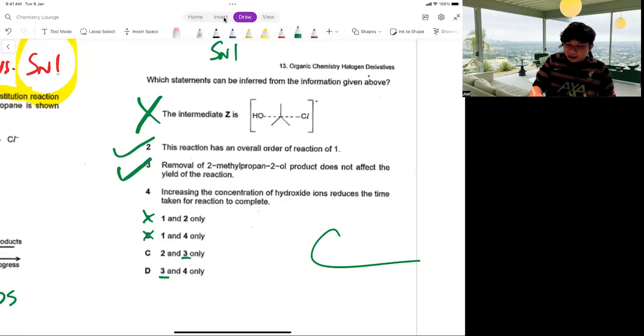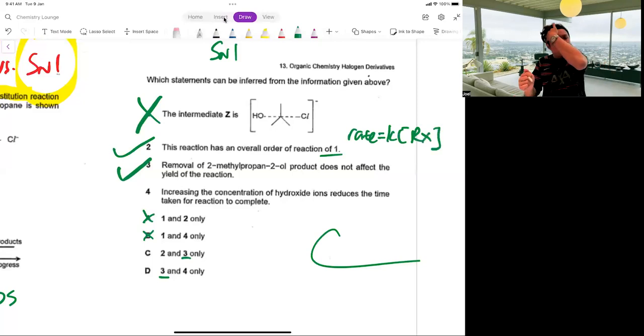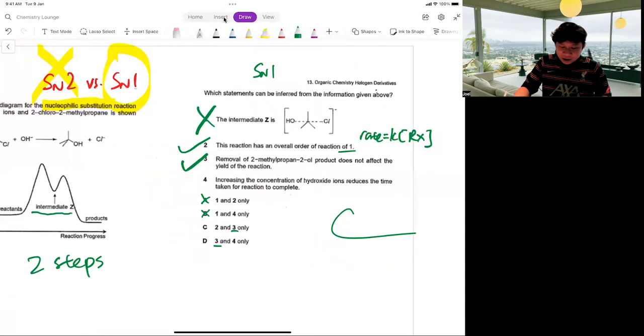So first of all, SN1, overall order 1, remember, rate equals k[RX]. You know why it is 1? Kinetics concept, rate equals k[RX], because SN1 only got 1 species. If it's SN2, it should be overall order 2, when it's 1 for RX and 1 for OH minus, then it's 2. Okay, this is a bit weird. Removal of that does not affect the yield of the reaction.